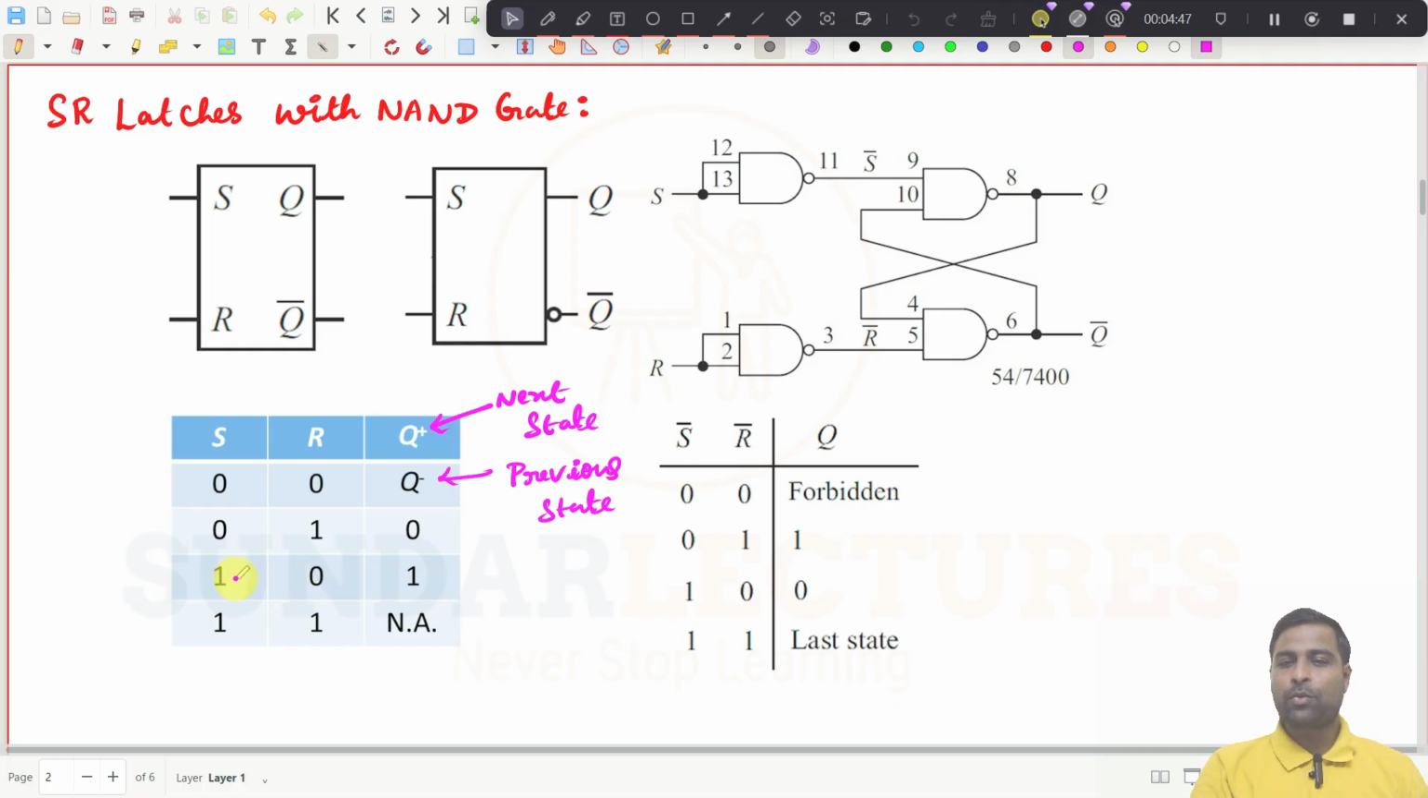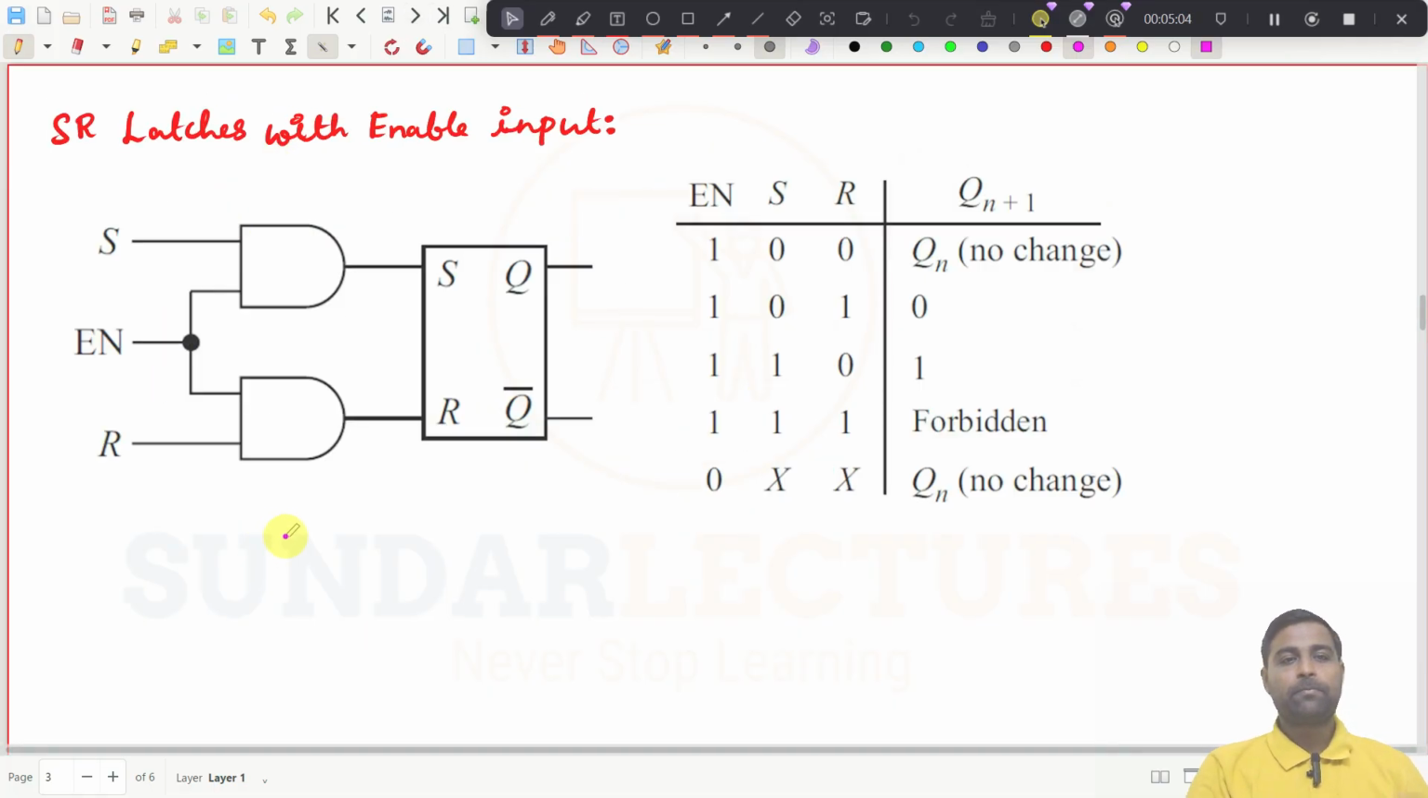So if S is equal to 1, you can straight away say the output will become 1. That means set condition, right? This is set, this is reset, and you cannot give 1 1. Not applicable. So this is the simplified truth table for the SR latches, right? So this is with NAND gate. That's all, simply.